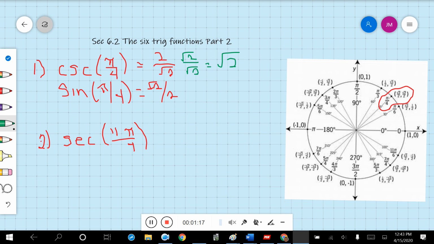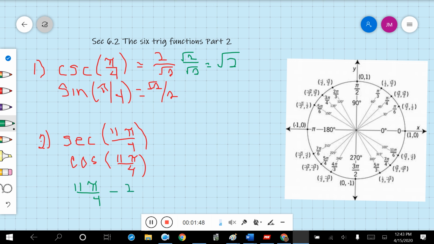Okay, so let's look at the next one. I want to find the secant of 11 pi over 4. So the first thing I have to do is find the cosine of 11 pi over 4. Now, 11 pi over 4 is not on our unit circle, but we have to find out what's coterminal with it.